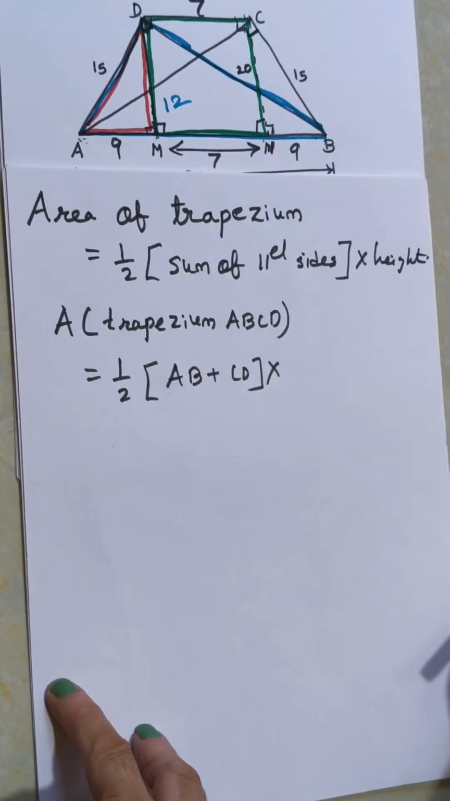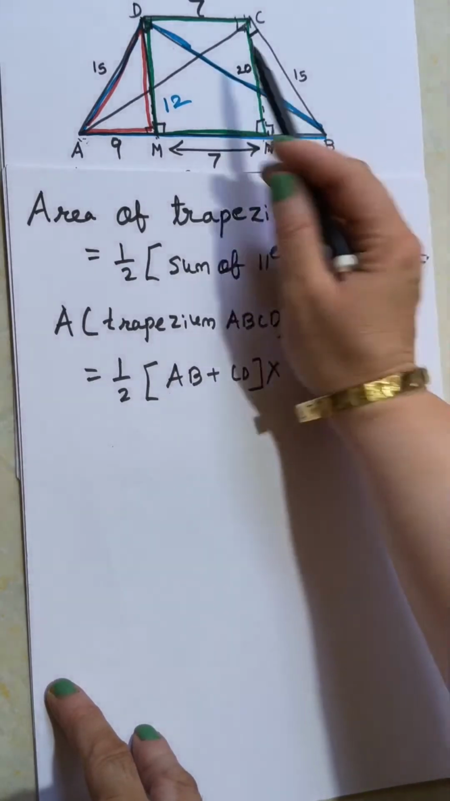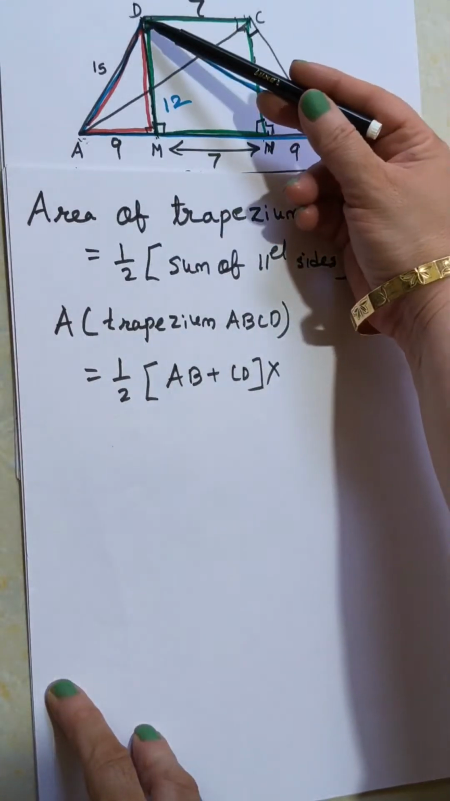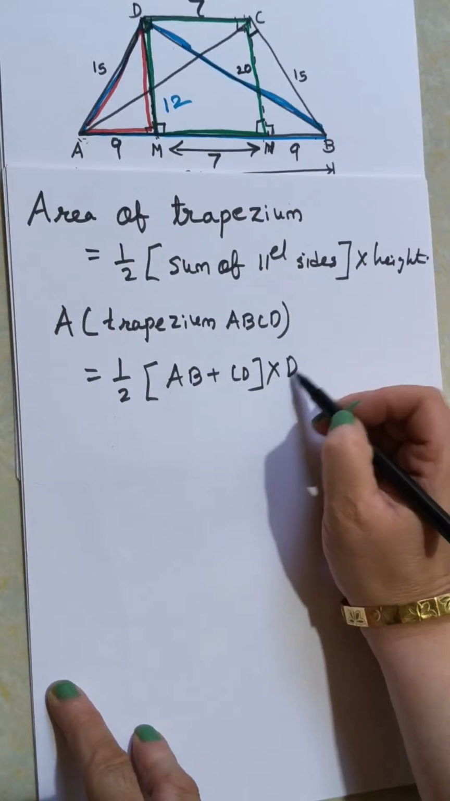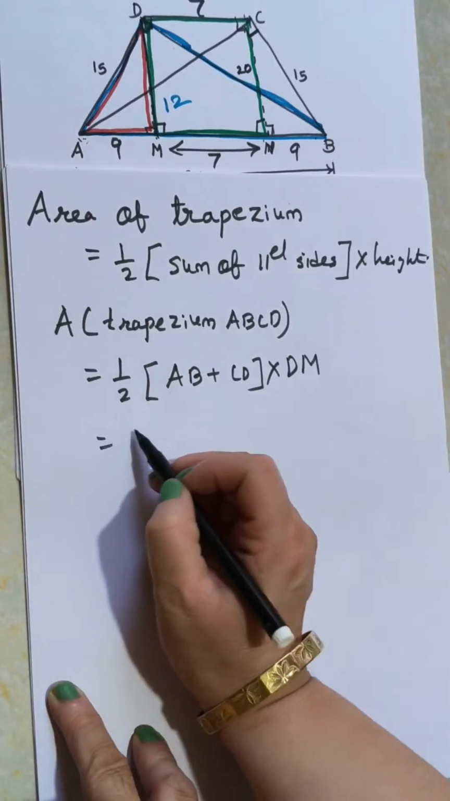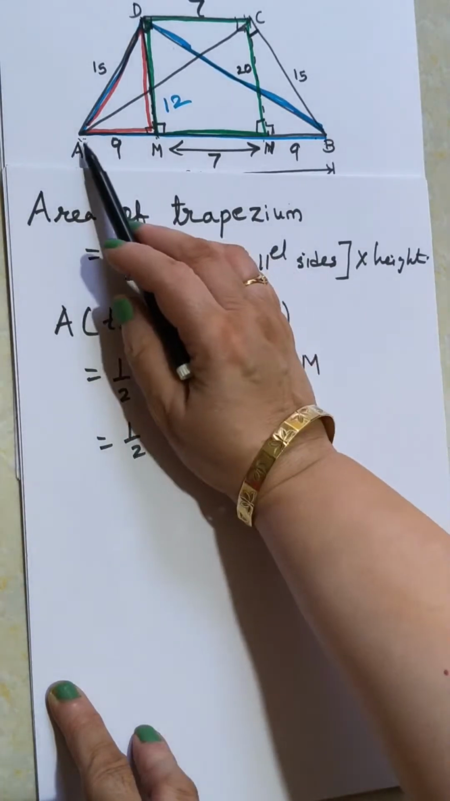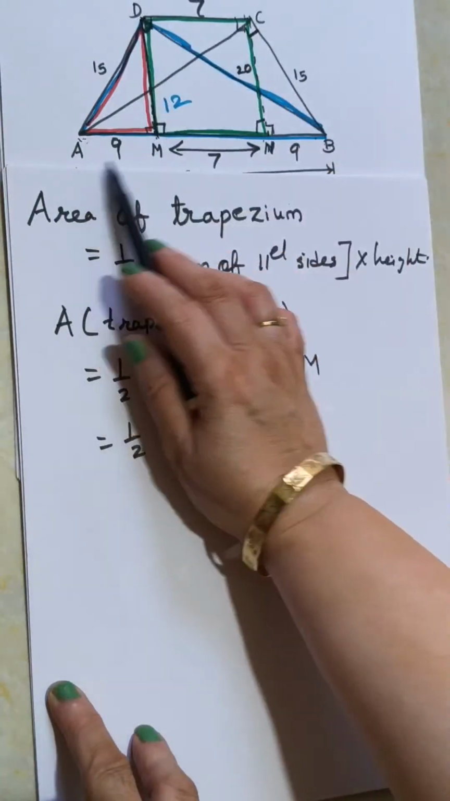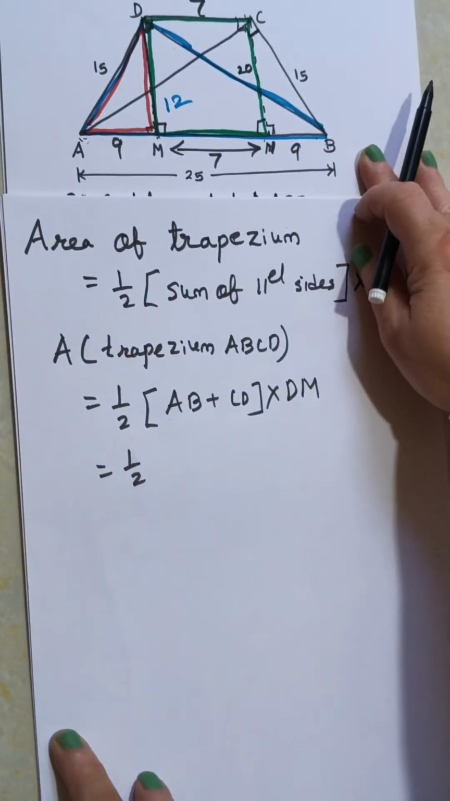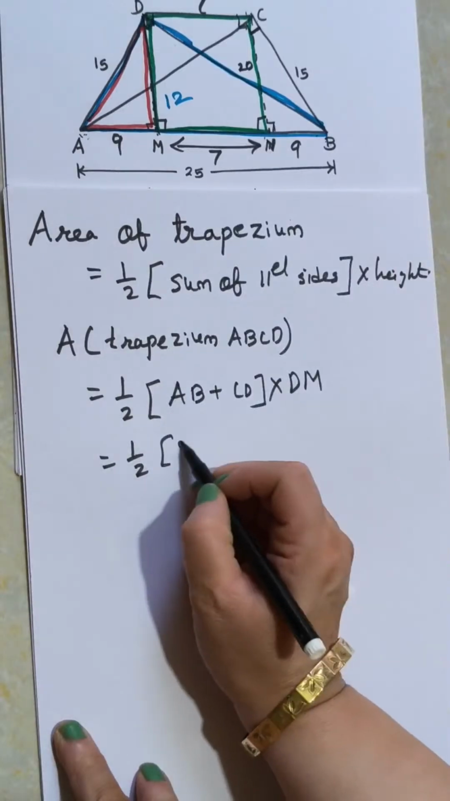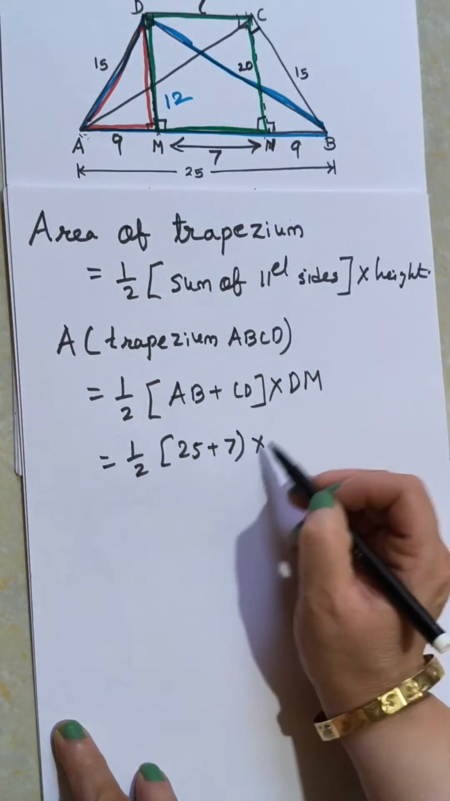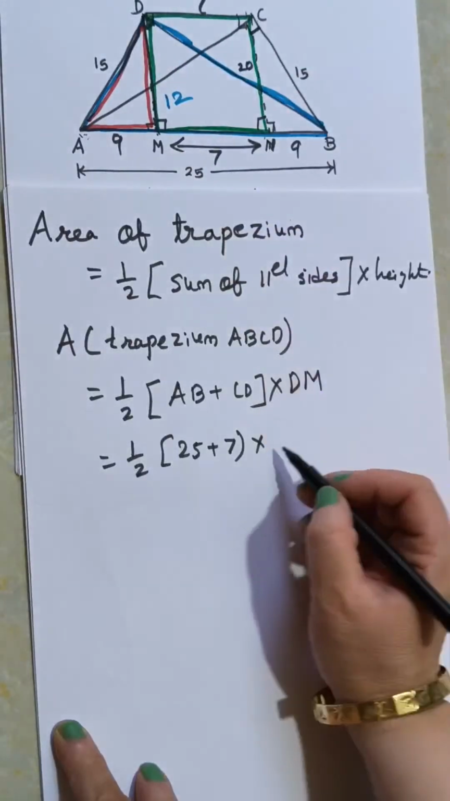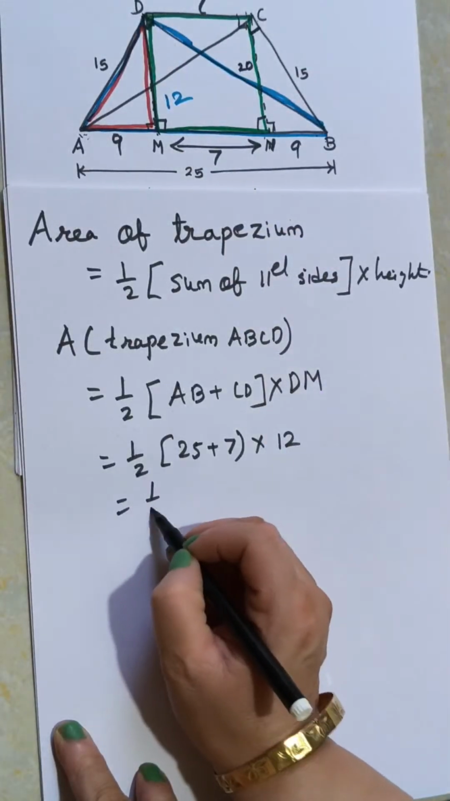So which is the perpendicular height? Okay Rakesh, don't worry, I will be speaking English. So which is the height? It is a perpendicular height, that is DM. So DM is the perpendicular height. So 1/2, which are the two parallel sides? AB and DC. And how much is AB? Already you know AB is 25, plus CD is 7, into DM. DM is 12. So we put all the values now.